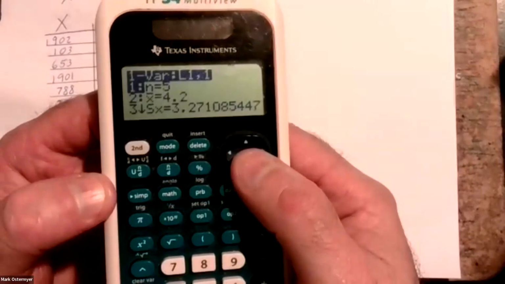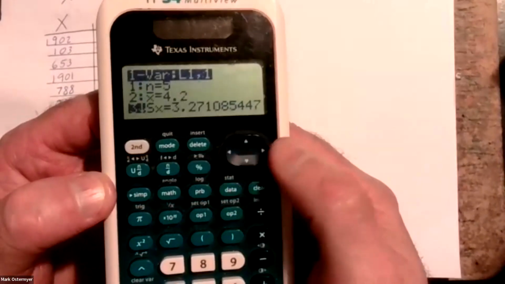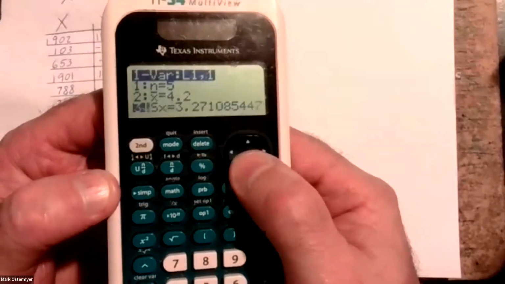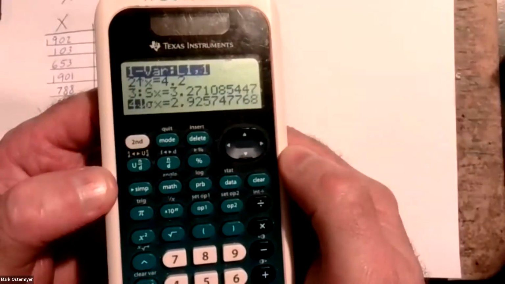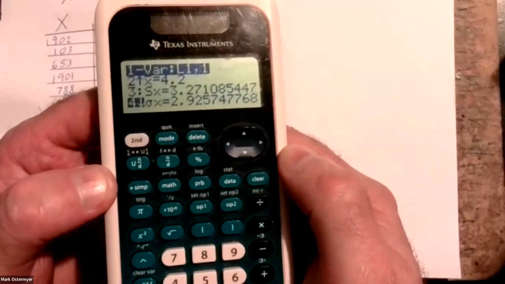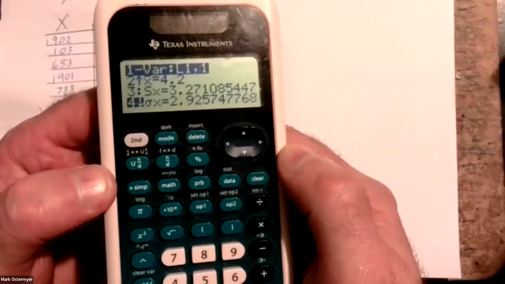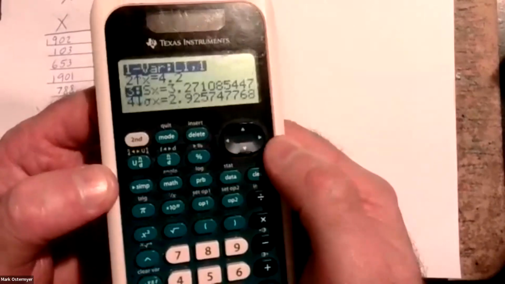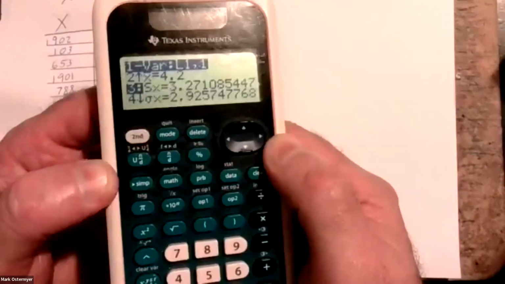Of course, you've got x bar, that's the mean of your data set. Sx, ladies and gentlemen, is the standard deviation of a sample. Lowercase sigma sub x is the standard deviation of a population. You can see there's a slight difference between the two. That's because the formulas are a little different. We're considering these to be samples though, so you would want to use Sx.